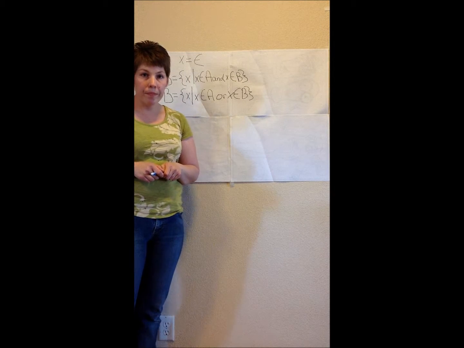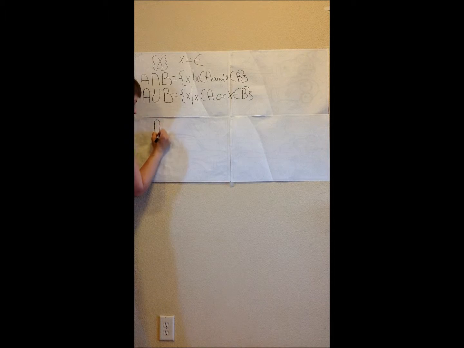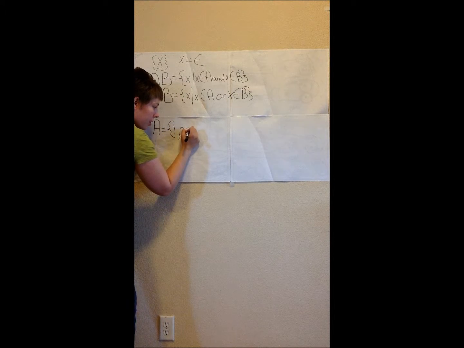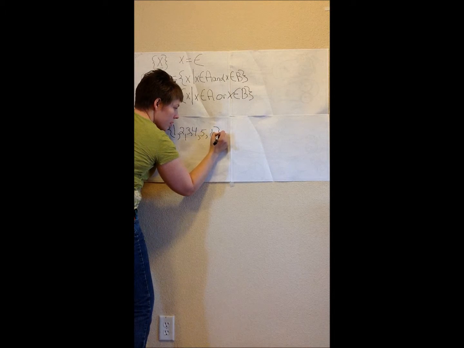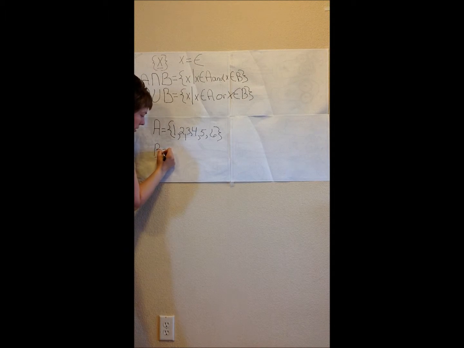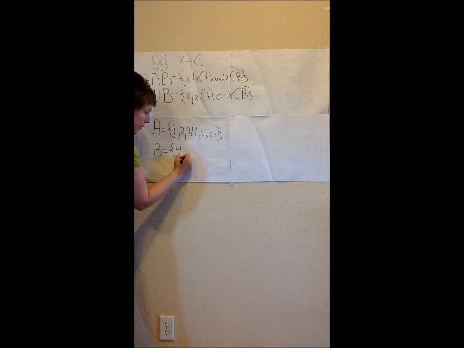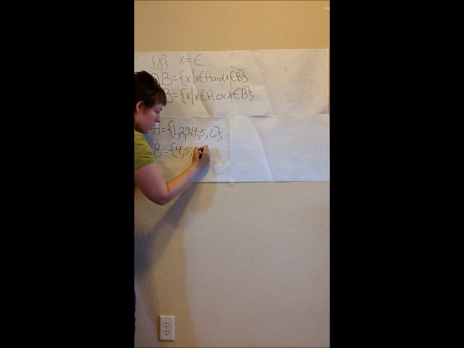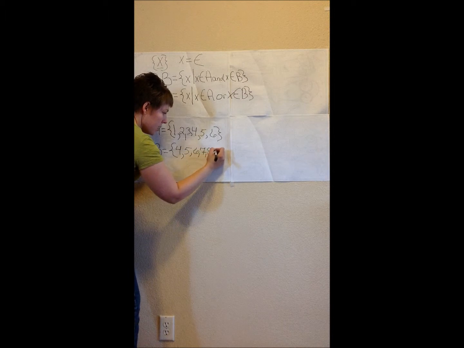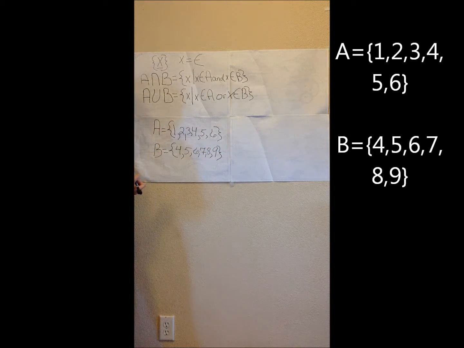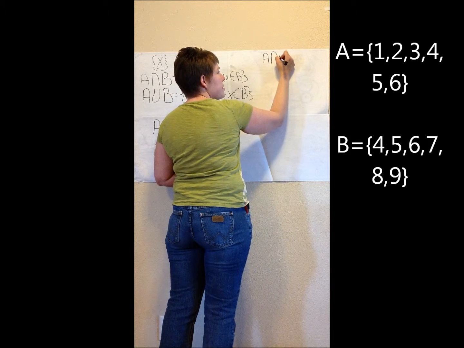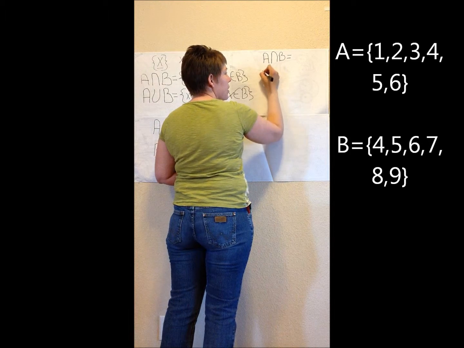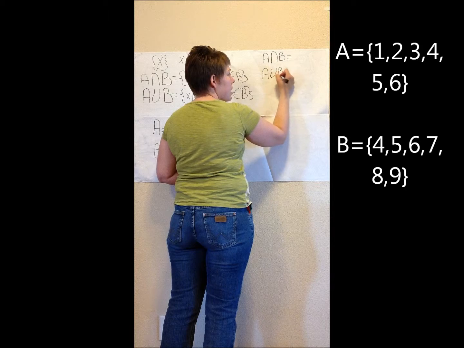Now, how do we put this into a problem? Well, given the sets A, which consists of the integers 1, 2, 3, 4, 5, and 6, and the set B, which consists of the integers 4, 5, 6, 7, 8, and 9, I want to know what the intersection of sets A and B is, and what the union of sets A and B is.